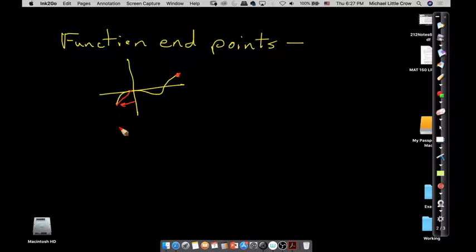The other end has the opposite problem. I can come from the left and get a limit, but I can't come from the right. So the endpoints won't have a derivative. We'll talk about that later, but you'll see why you can't take a derivative at an endpoint.